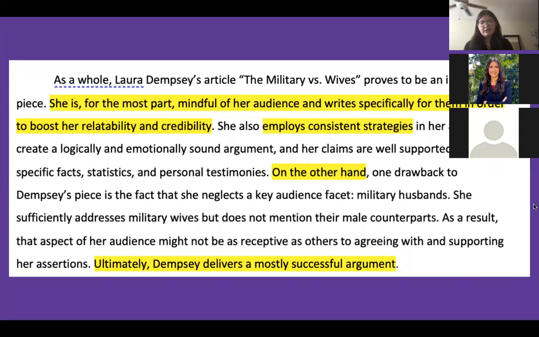So this is just my quick little conclusion paragraph. I say that she is for the most part mindful of her audience. She makes a somewhat credible claim because she uses these strategies, but then on the other hand, she makes an assumption that would isolate a group of people. So ultimately, she delivers a mostly successful argument. And that's just a way to re-summarize, reassert, recapitulate everything that you've discussed so far in the rest of the paper.